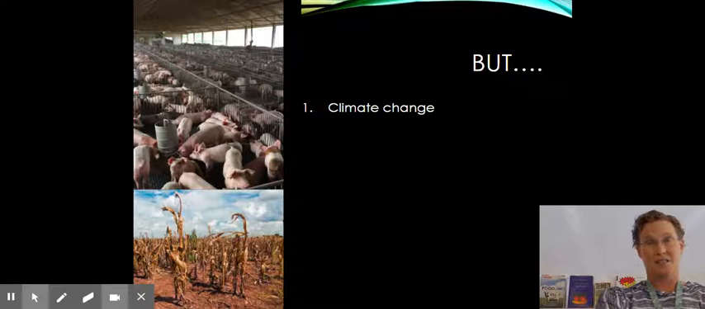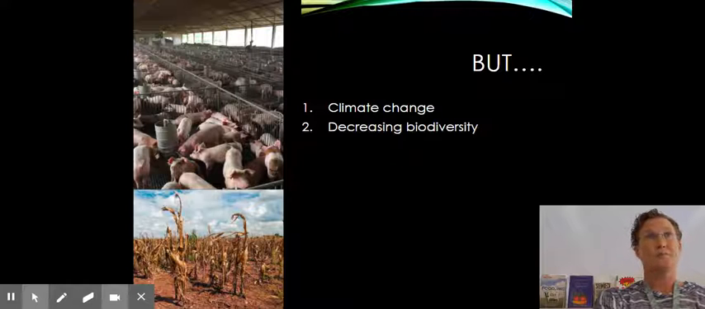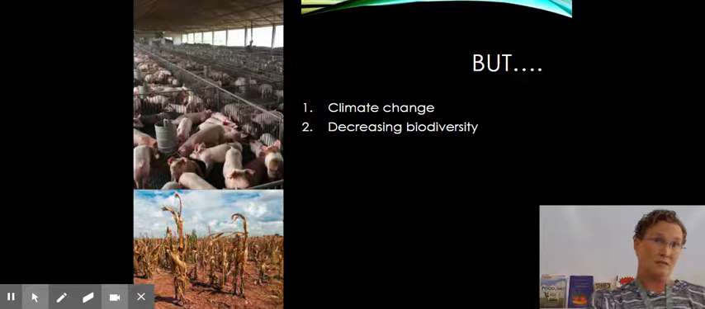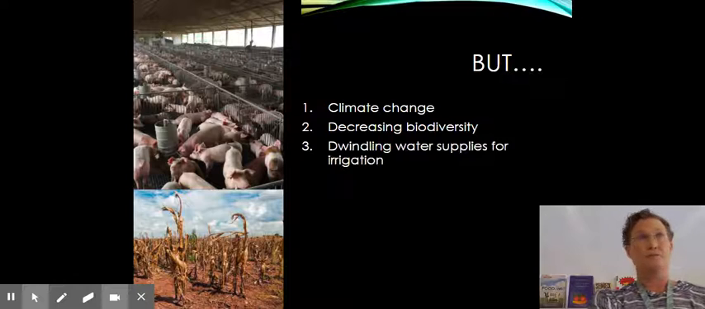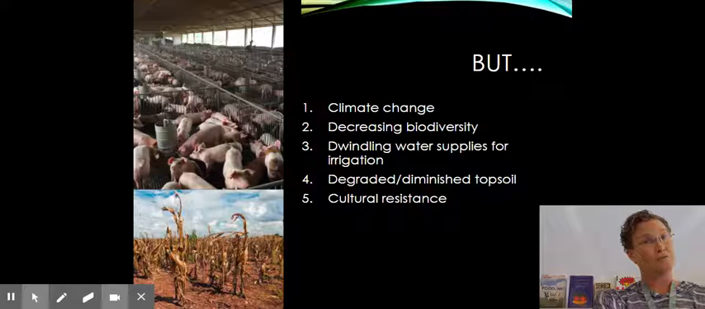So here's the things that are causing problems here. Climate change is decreasing the amount of arable land where you can actually grow food. You decrease biodiversity when you cut down the rainforest to grow food. There's less water supply because irrigation is a major use of water, which we'll definitely be learning about more in this unit. And then there's degraded and diminished topsoil. If you use up all the topsoil, you can't grow food anymore and you have to use more fertilizer.